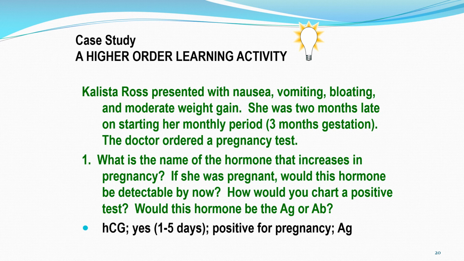Okay, yes, we know HCG, right? HCG is the hormone that increases when you're pregnant, right? The villi produces that hormone. If she was pregnant, would this hormone be detectable by now? Yes, remember 1 to 5 days after gestation, okay? And when you chart it, you don't just say positive or negative, you say positive or negative for pregnancy. And we've talked, if it doesn't say antibody, we know it's the antigen.